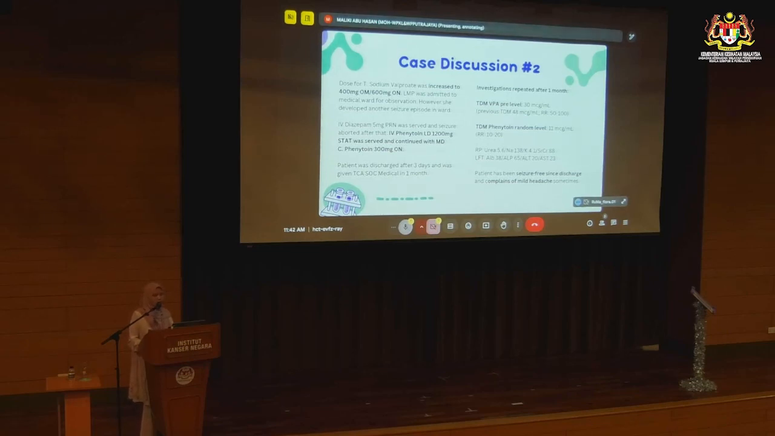So what do we think? Is the patient even compliant to the valproate? We increased the dose, but actually the level decreased. What do we do?